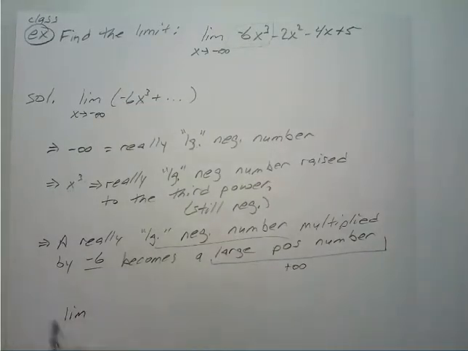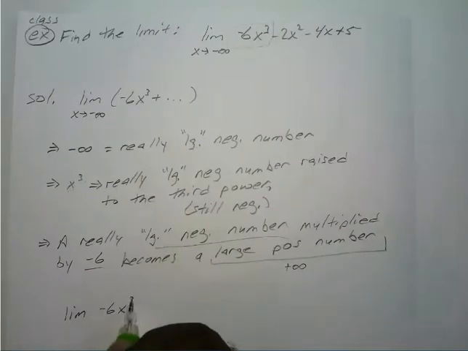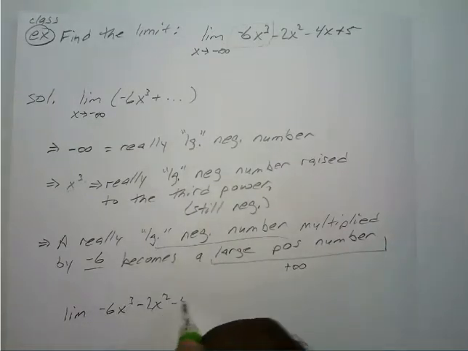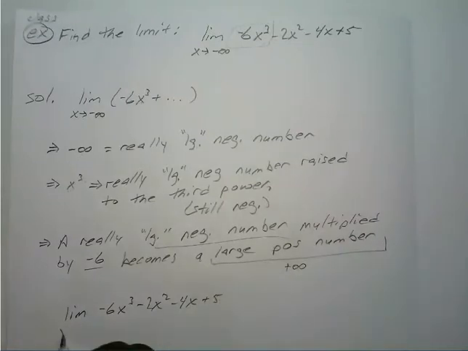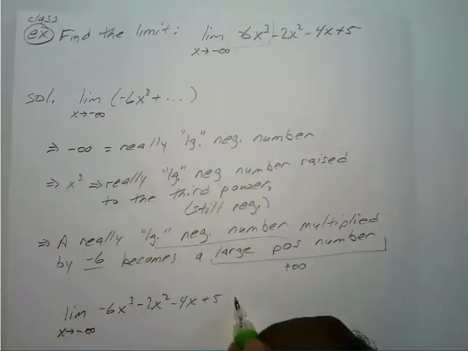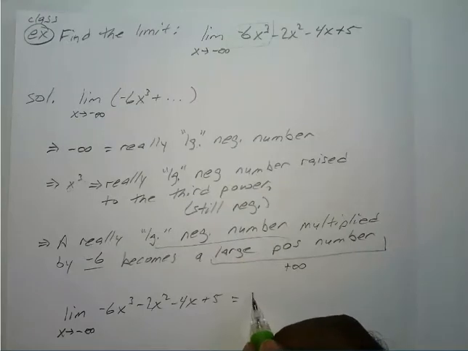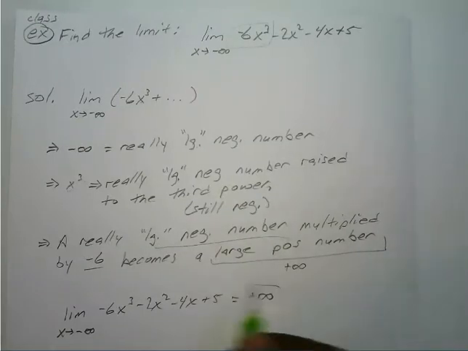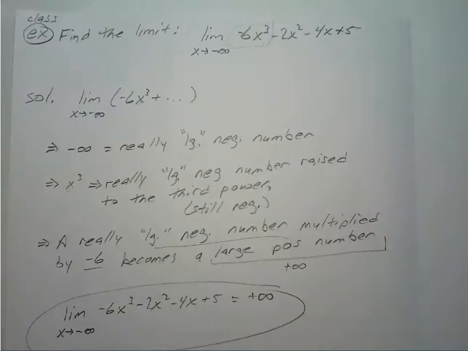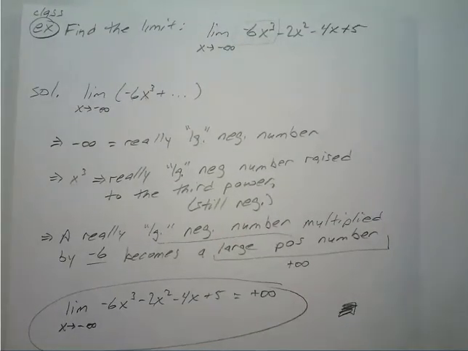So we know the limit of negative 6x to the third minus 2x squared minus 4x plus 5 as x approaches negative infinity is equal to positive infinity. Most of the time you don't need the plus sign, but I'll just put that there anyway. All right. So if you are still writing, feel free to press pause. We're going to go ahead and do a few more examples.